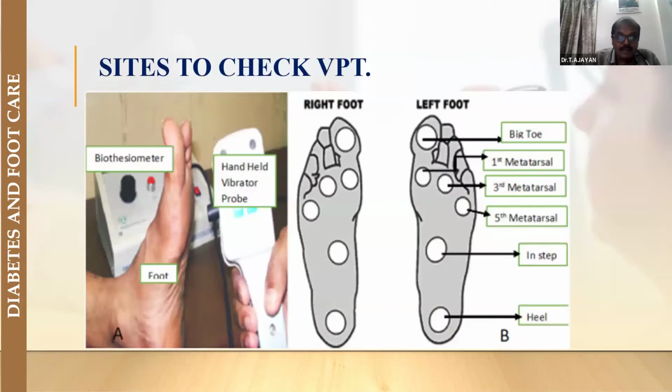Then the VPT, the vibration perception test. The common sites are the big toe, that is the first one, then the first metatarsal, third metatarsal, and fifth metatarsal areas, then the arch of the foot you are checking, and lastly the heel. These are the 7 areas we work out. In the vibration perception test, we use a handheld vibrator probe. The biothesiometer is an electronic device.